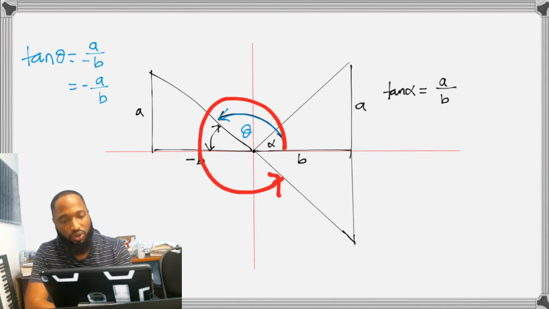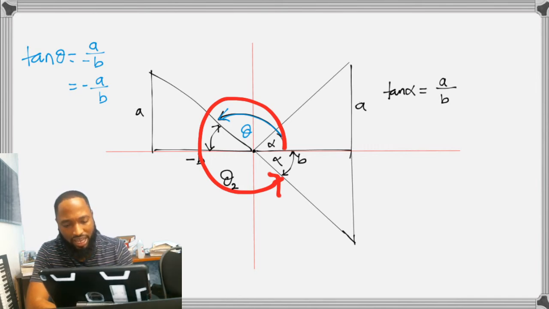What we always do is find, from the basic angle point of view, this angle here, alpha. That's the same angle down here, alpha. But the real angle we're trying to find is this big one out here. Let's call it theta 2. Let's say we're finding the sine of that angle, sine of theta 2.